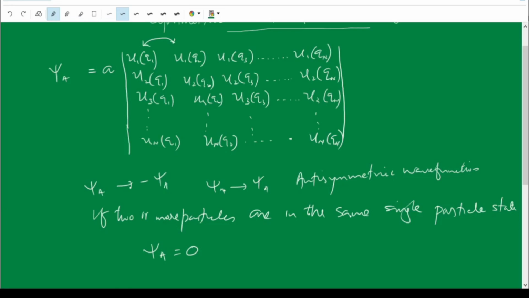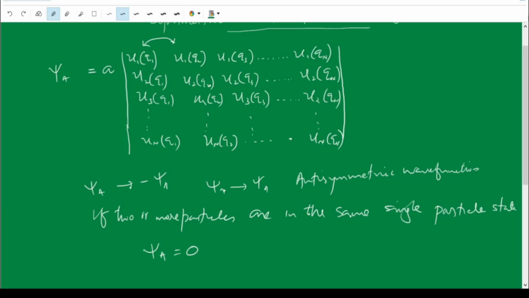Such a state will not exist. If the system is described by an antisymmetric wave function, it is impossible to have two or more particles in the same state. Then the particles of the system must all be in different states. This is equivalent to Pauli's exclusion principle.